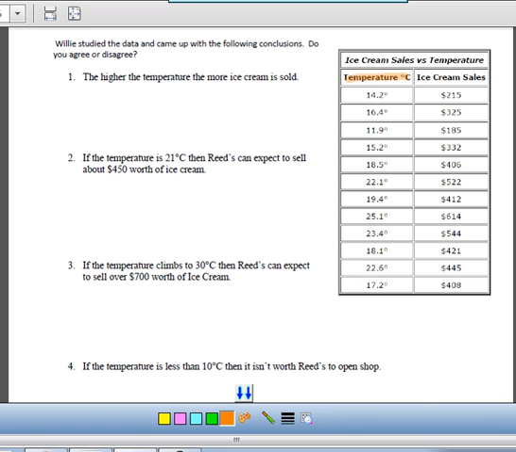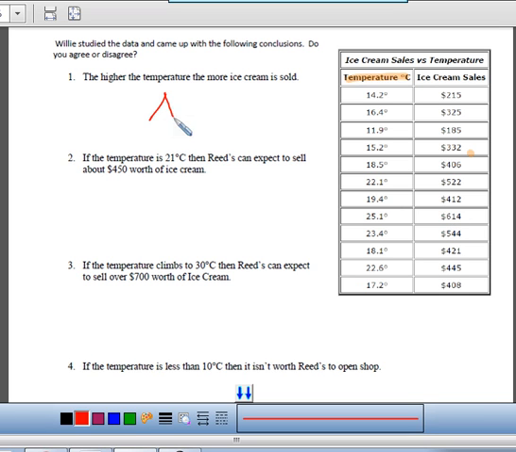Alright, so the first question is, the higher the temperature, the more ice cream is sold. So when I look at the table, when I look at the lower temperatures, the ice cream sales tend to be lower numbers. 11.9 I think is the lowest number, and that's $185. Looks like 25.1 is the highest number, and that has one of the highest numbers of sales. So I would agree. So this is easy to agree with, and we can tell just by looking at the data in the table.